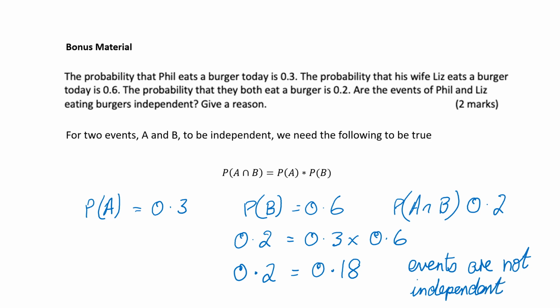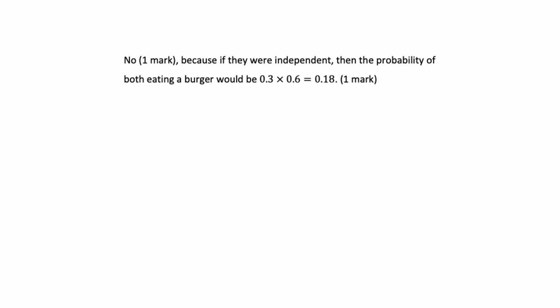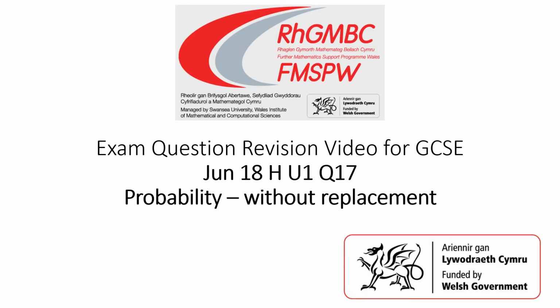And that's needed. Now, in terms of the mark scheme, what they've done there is they've said no. So I've said they're not independent, and then because I've shown the workings out, that's where I get the second mark. So there's one mark for stating yes, they are independent, or no, they are not independent, and then one mark for the calculation. So that's why you need to do both. And that's the end of the probability without replacement.